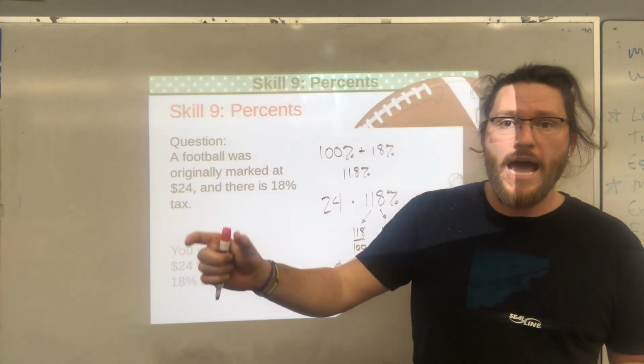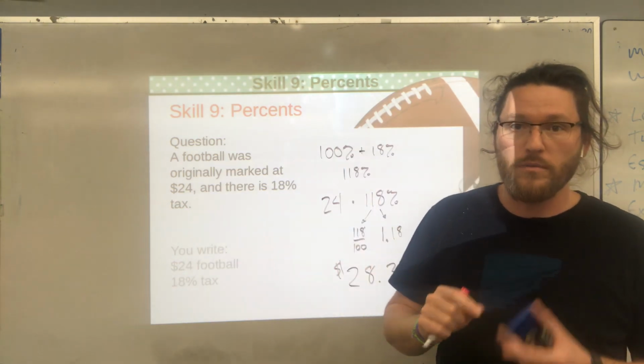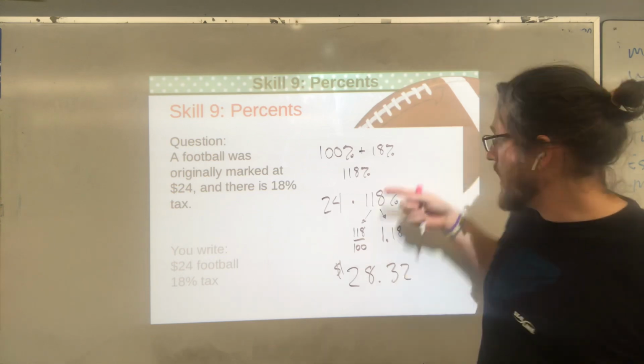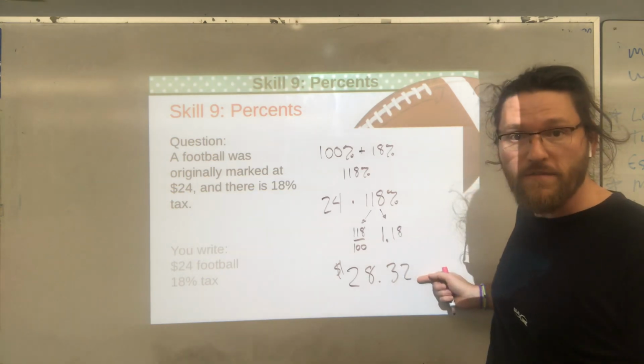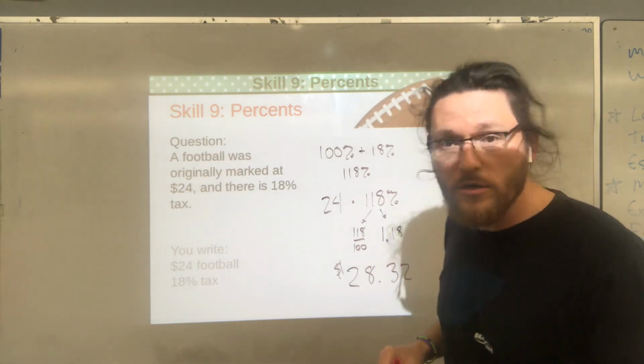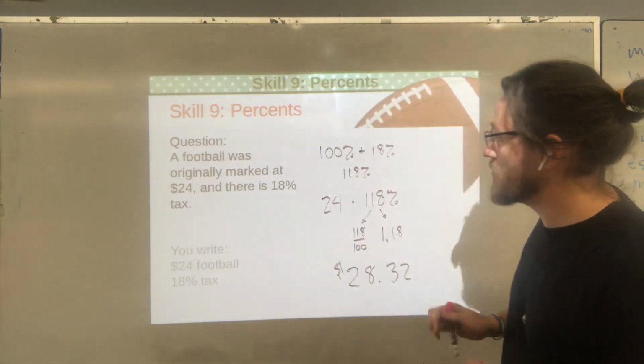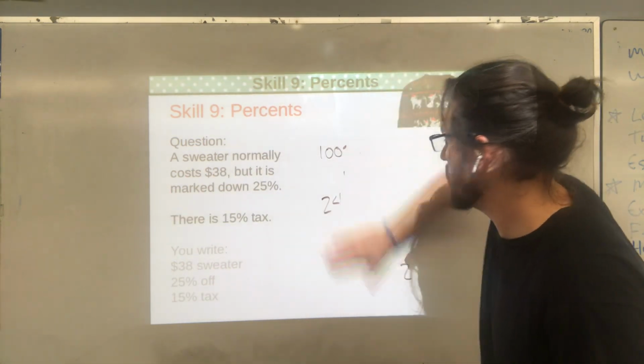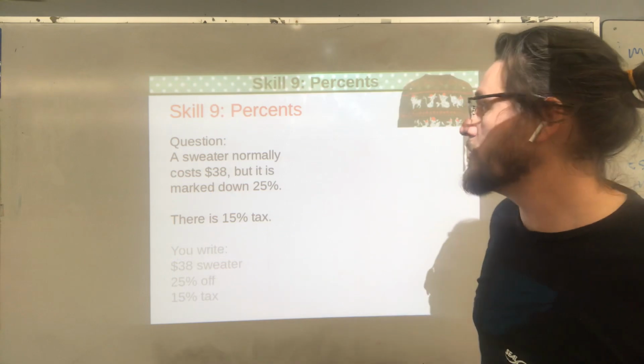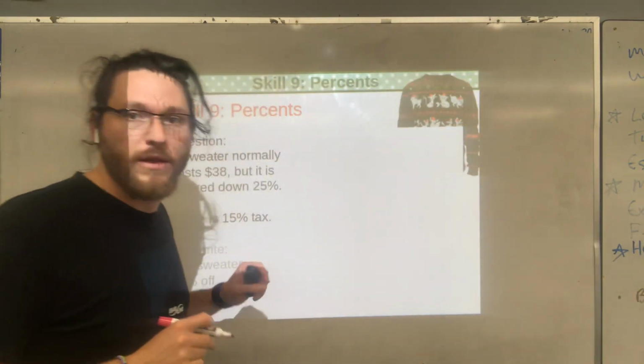We find the tax and then add it on to the original price. But in my brain, this process is a little bit faster. Okay, let's look at one more example here, and I also want this one in your notebooks. This one deals with a sweater, and we're going to actually do two steps here. I'm going to do this one a little bit faster.